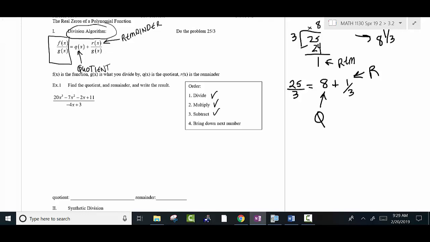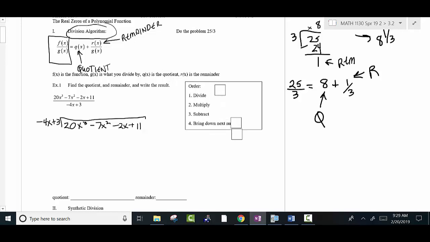Okay, so watch this carefully because this may be something that some of you are going to have to work on. First of all, we're going to set this up. We just draw a division bar and we do 20x to the third minus 7x to the second minus 2x plus 11, and we're going to divide that by negative 4x plus 3.